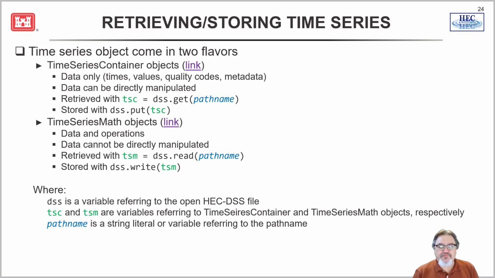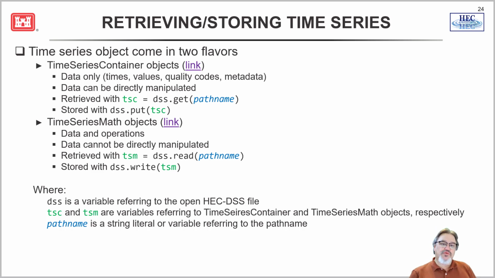And so the rest of the info for this slide is this. TSM and TSC are just like I just said. TSC refers to a time series container, TSM refers to a time series math. DSS is the variable that we captured the return value of the open into. Path name, like the file name in the previous slide, can be either a string literal, or a variable containing a string that points to the path name that we want to retrieve.